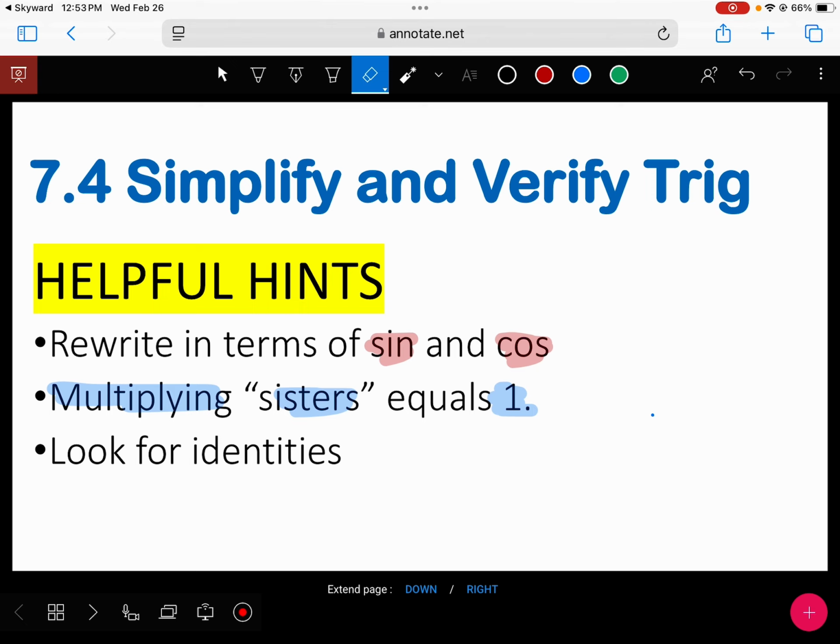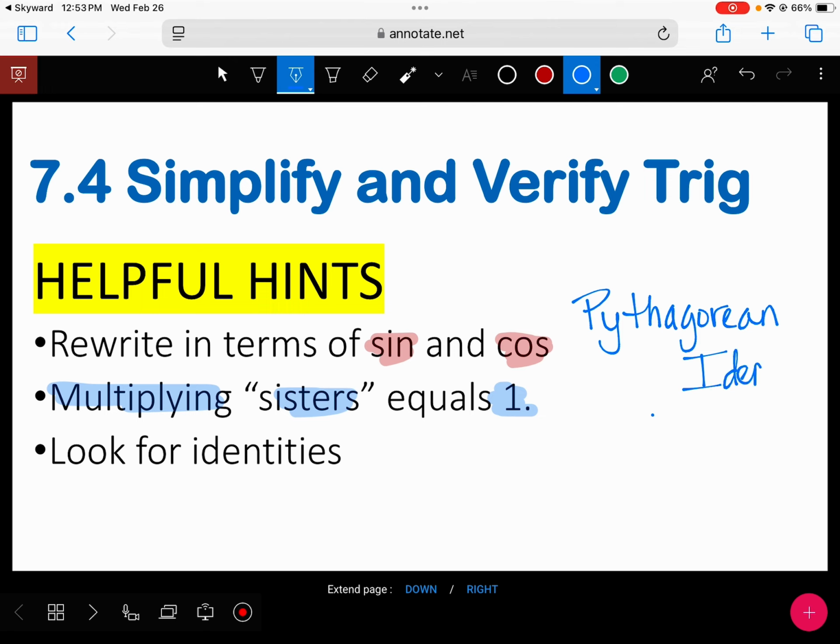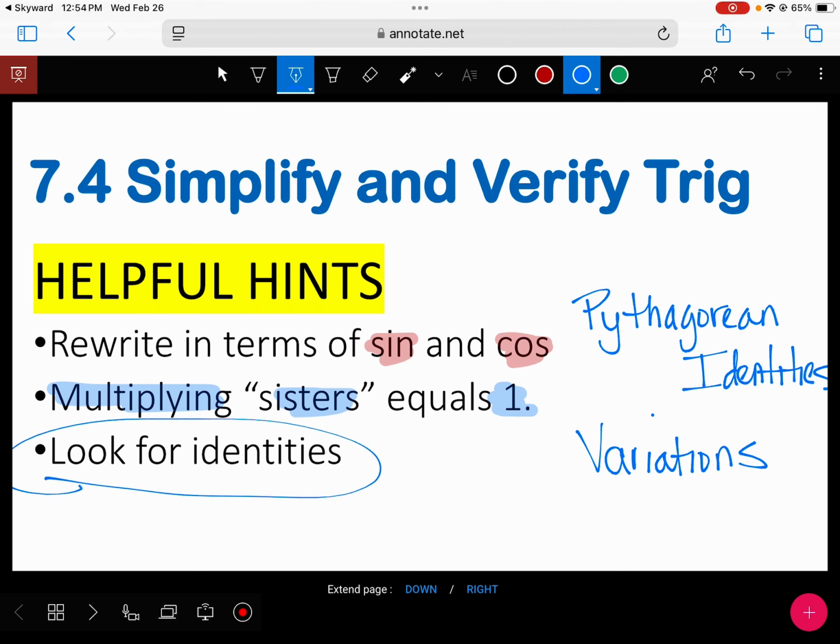I want you to look on that pink paper where it says Pythagorean identities and variations of the Pythagorean identity. It's on the front side, so the other side. Look for where it says Pythagorean identities. There's 3. And then I also want you to look at where it says variations. Put a big star or circle those 2 sections. You need to have those memorized. So when I say look for an identity, that's what I'm talking about.